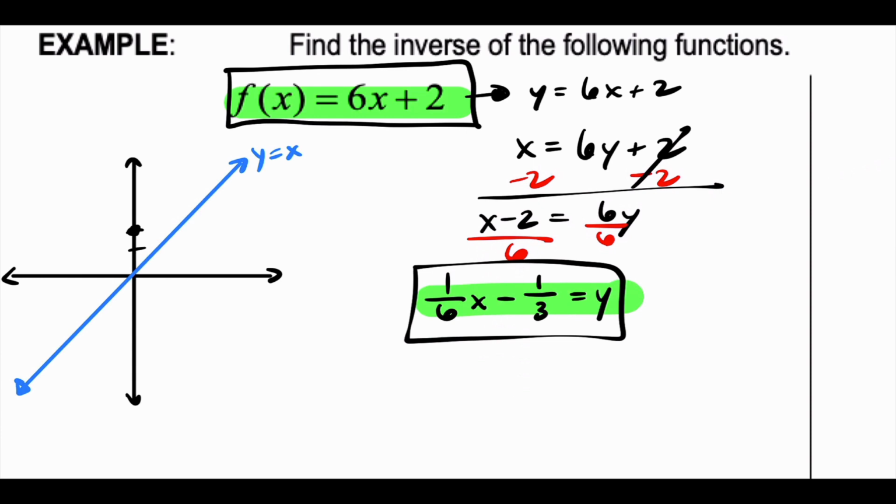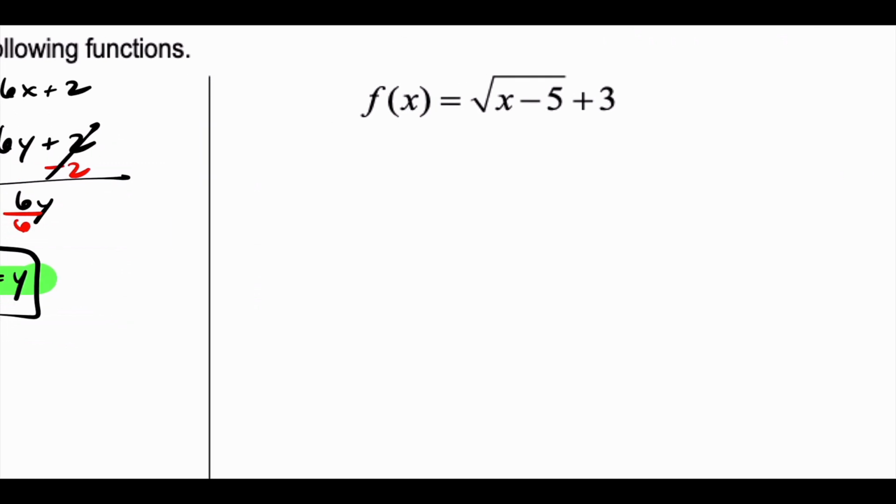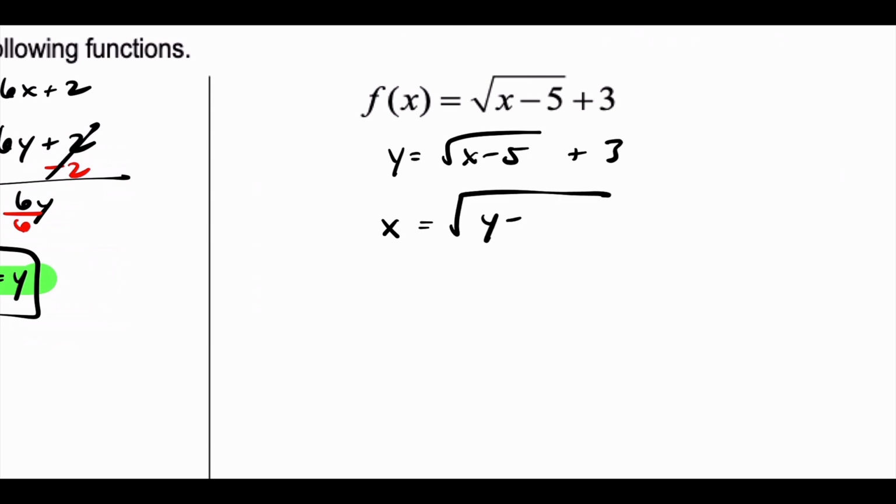Okay? Okay, so let's do another one. Let's find another one. This guy here, square root. If we're finding the inverse of this guy, we say, well, first of all, y equals the square root of x minus 5, plus 3. Switch x and y. Plus 3.